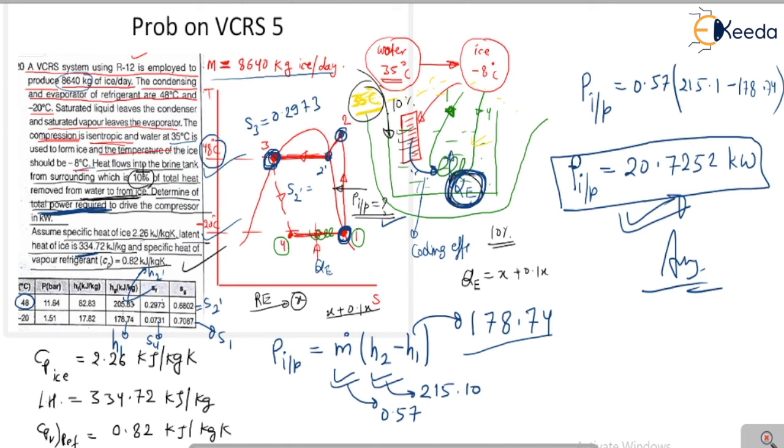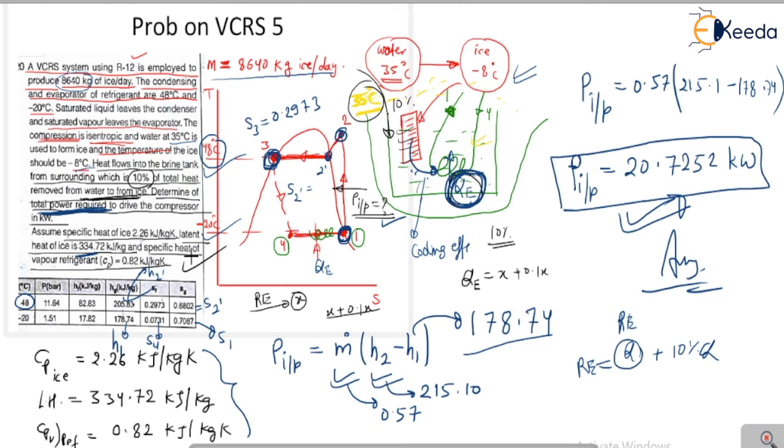And now the heat flow into the brine tank from the surroundings is 10% of the total heat removed from the water to the ice. That means when you are going to solve for the RE effect, you firstly have to calculate the Q value, and in addition 10% of this Q is the total value of RE. Is it right? So my dear friends, these are all the given data which you have to firstly note down over the graph and in symbolic way, by understanding what the brine solution is and how it will be created.